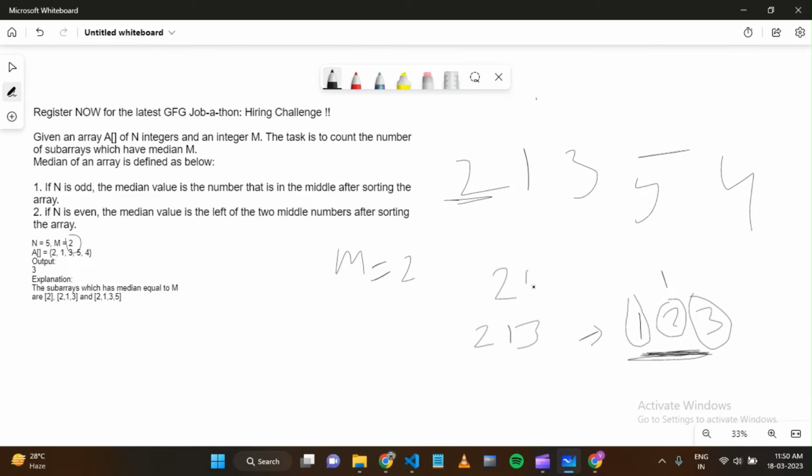So the median will be 2. The count is 1, the count is 2. We have two numbers, and the third will be 2, 1, 3, 5. So when we sort this array, we get 1, 2, 3, 5.